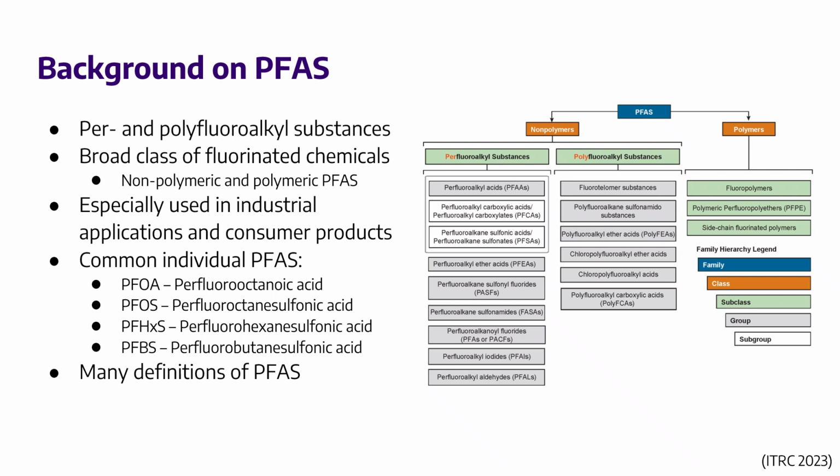Common individual PFAS that we see in scientific literature and in the media are PFOA, PFOS, PFHxS, and PFBS. And these are really common PFAS, as well as a multitude of other PFAS that you can see in the literature and in the media. There are also actually many definitions of PFAS owing to operational context, and I will get to that in the next slide.